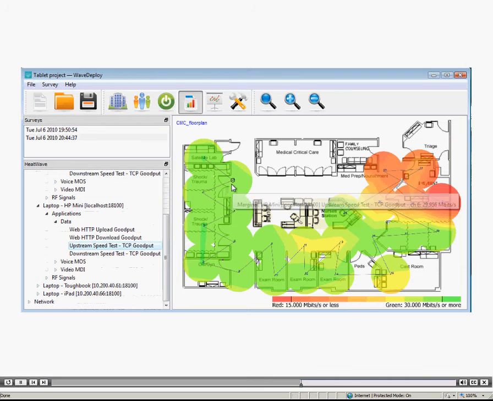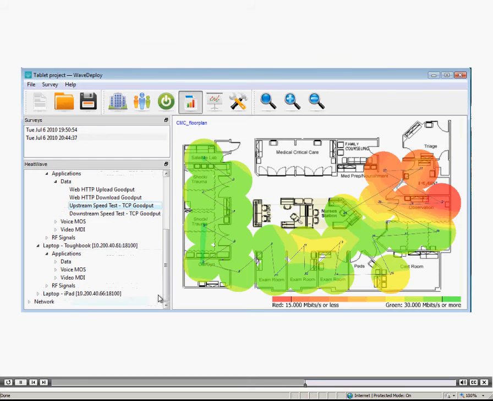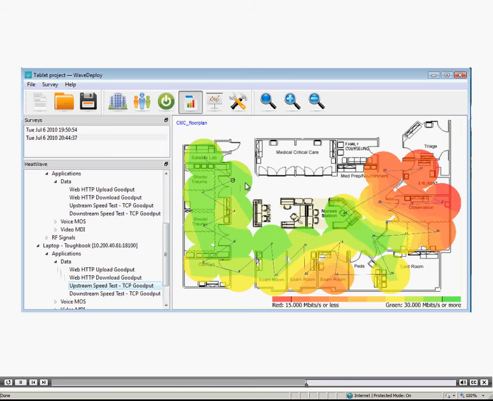We see that the HP Mini does better, and its download speeds in most locations are good, as can be seen from the green colors, such as here, 29.9 megabits per second. But still, areas of concern do exist at the north end part of the facility. For example, here, where the measured download and upload speed was 10 megabits per second, below the minimum service level agreement. The next participant in the site assessment was the Toughbook.